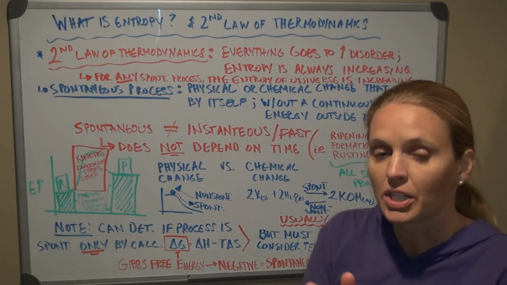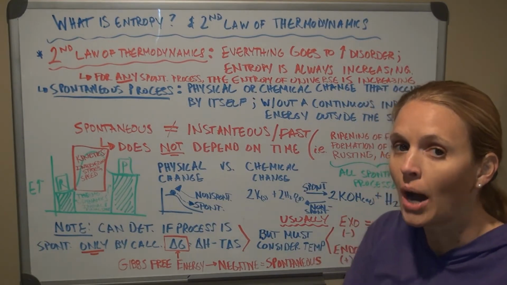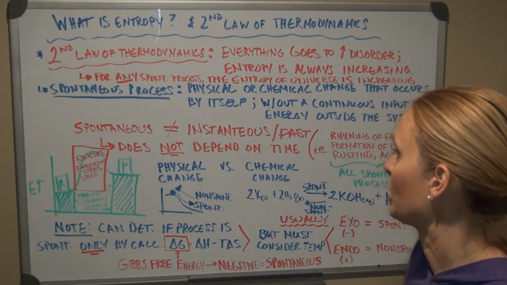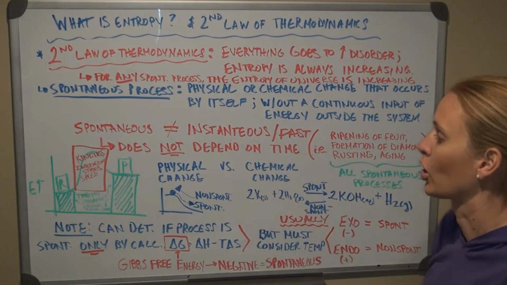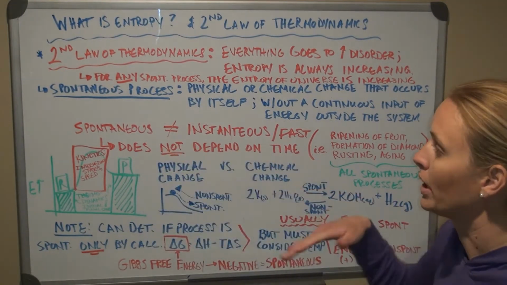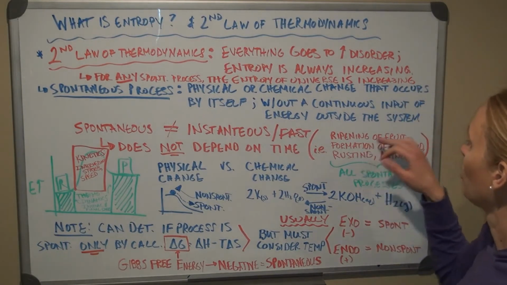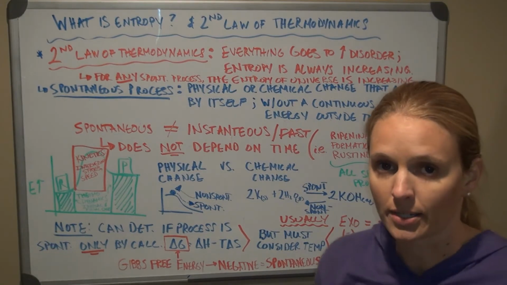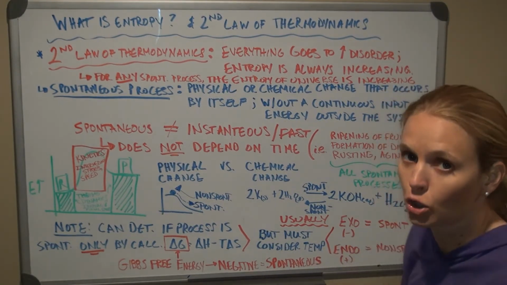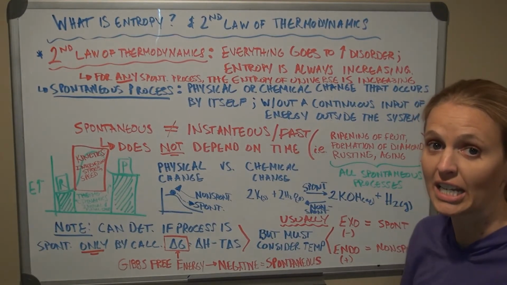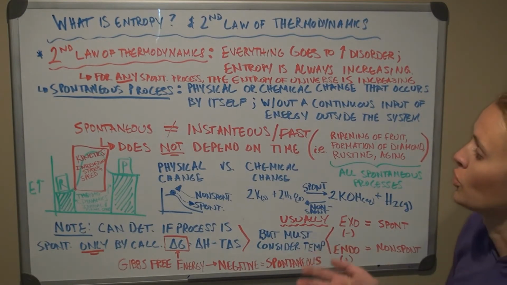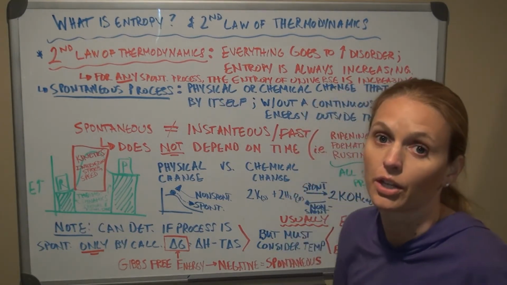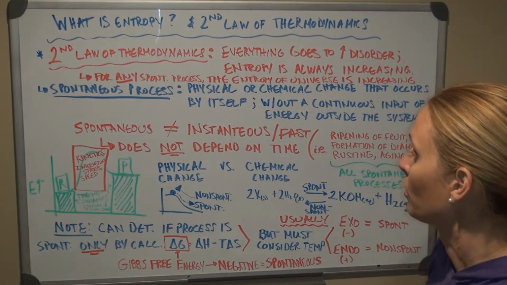One thing about the word spontaneous: it does not mean instantaneous. Spontaneous has nothing to do with the speed at which something occurs. It doesn't mean it's occurring fast. Has nothing to do with time. So for example, ripening of fruit, aging, formation of diamonds, the rusting process, all of these are very, very slow processes. However, they are spontaneous. So don't get confused with spontaneous meaning it has to be fast, because it does not. We can still have spontaneous processes that occur at very slow rates.